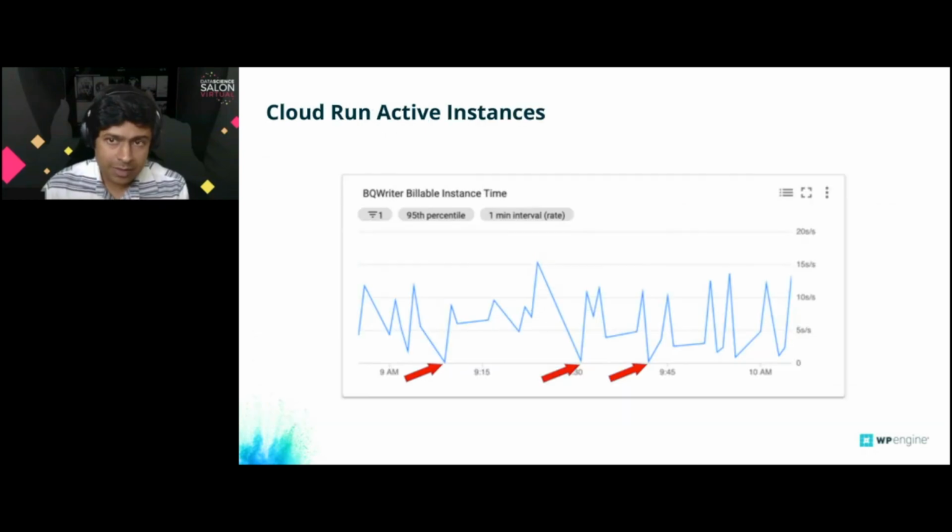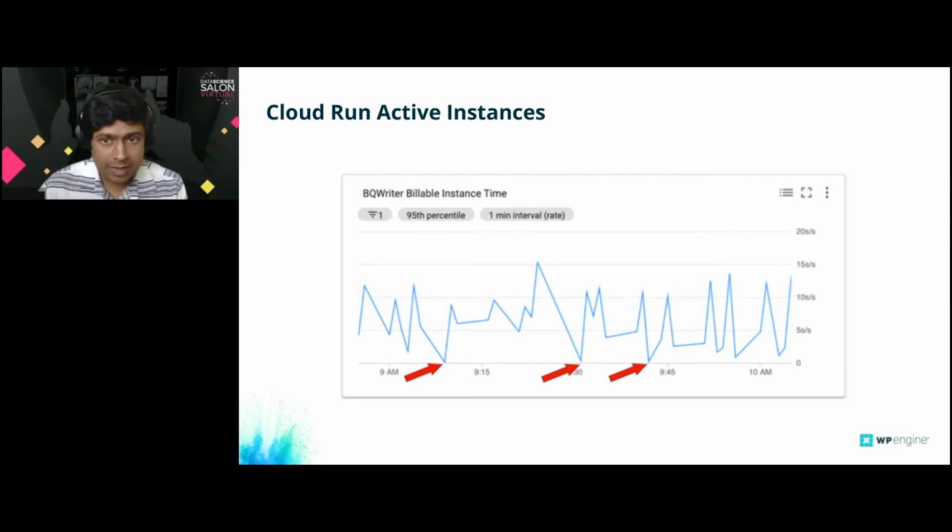Another thing we noticed is that using CloudRun, or the serverless container framework, the number of active instances now would quite often scale down to 0. That would mean that it would actually complete the backlog of work before the next batch of work would come in on that 5-minute interval.